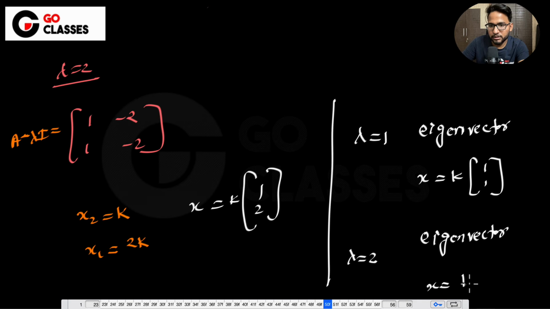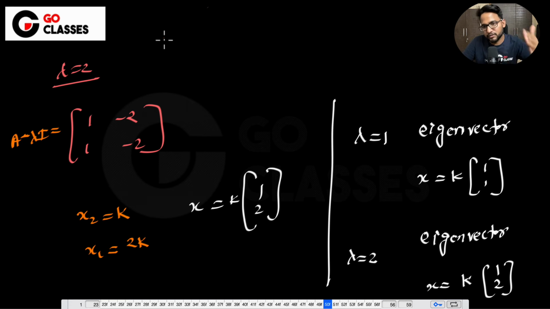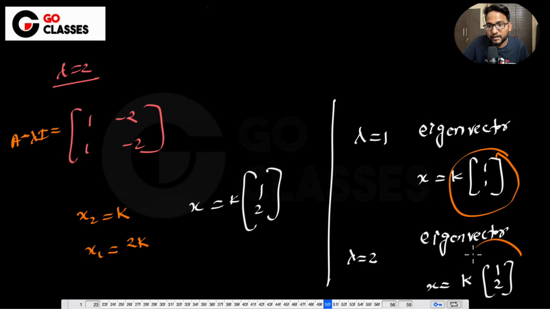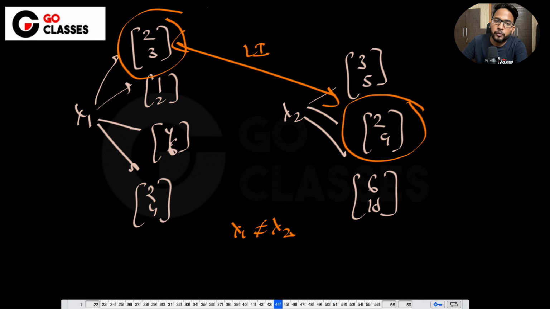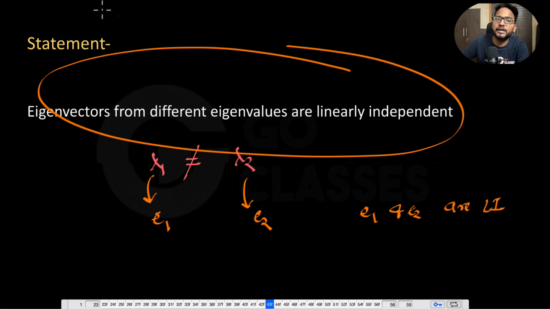Eigenvector, which is x equal to k(1, 2), right? So these are the two eigenvectors we got for lambda equal to 1 and for lambda equal to 2. Now can you notice one thing, which is that these two eigenvalues are definitely not equal? I mean, this is 1 and this is 2. Then these two eigenvectors are definitely not linearly dependent, because of the statement that we have already proved, that eigenvectors from different eigenvalues are linearly independent.